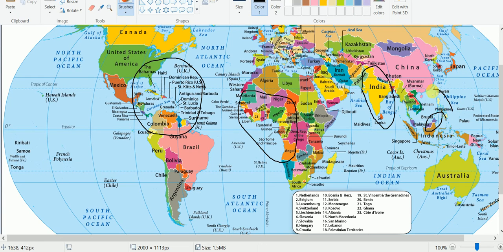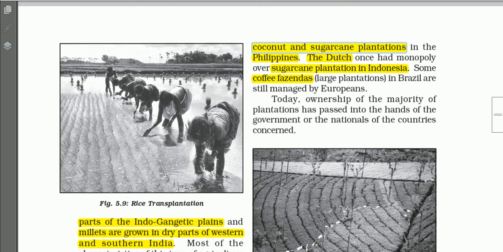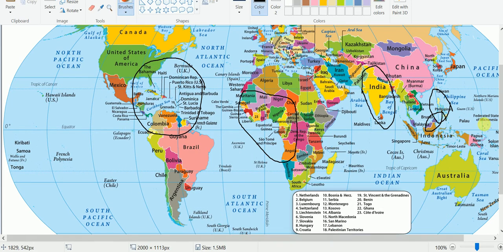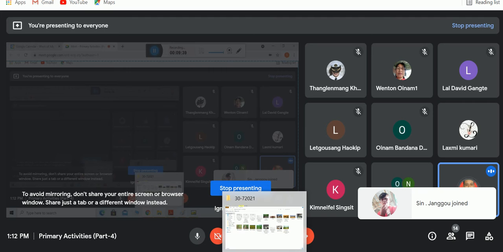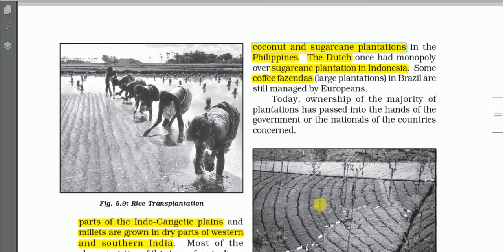Okay, the Philippines is here. Then these Indonesian islands, I think you may know the location. The Dutch once had a monopoly over sugarcane plantation in Indonesia. This group of islands here, the Indonesian islands. So these are the regions where plantation agriculture is practiced, introduced by the European countries.